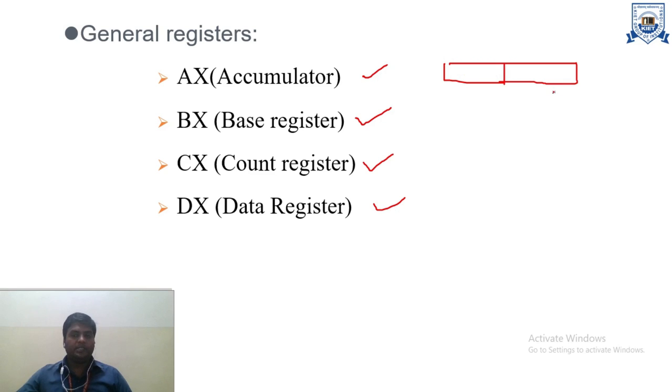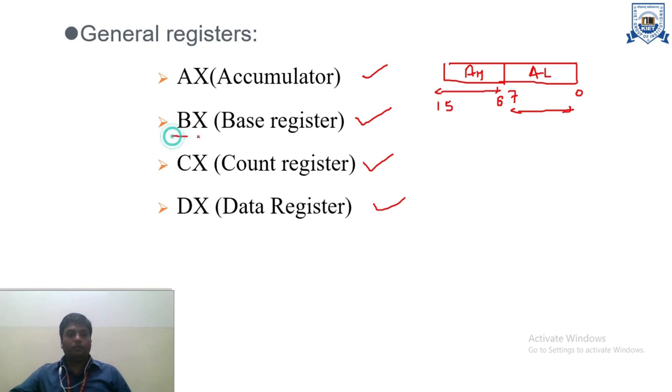These 16 bits of information are divided into two parts: bits 0 to 7, that is your lower half part, represented as AL if we are talking about A, and bits 8 to 15, the upper half part. Here we have 8 bits, known as the upper part, that is AH. This is basically your accumulator register, and it is basically used to store the result in the 8086 microprocessor.